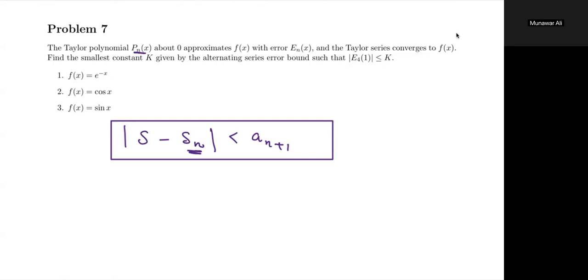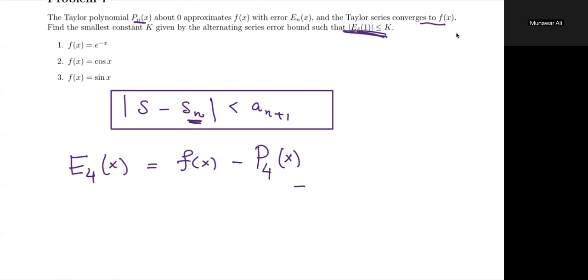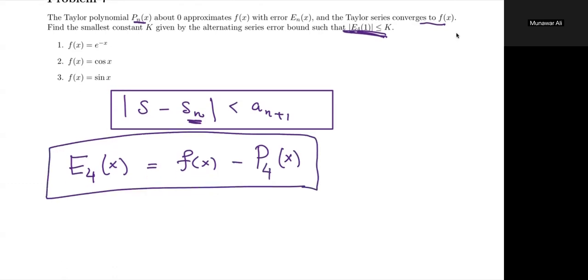The Taylor series converges to f of x. Find the smallest constant k given by the alternating series error bound such that E4 of 1 is less than or equal to k. So E4 of x is always equal to the actual function minus the nth degree polynomial, like the 4th degree polynomial of x. This is always defined in this way, as we know.